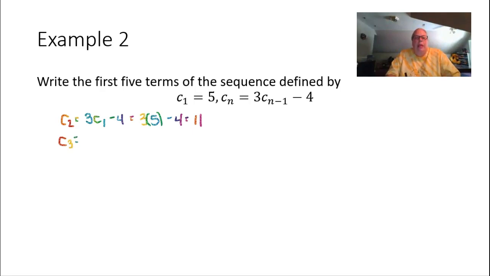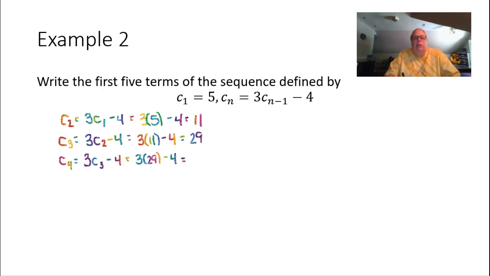C sub 3 can be defined as 3 times c sub 2 minus 4. That means we'll have 3 times 11 minus 4, and that will give me 29. C sub 4 can be defined as 3 times c sub 3 minus 4. That gives us 3 times 29 minus 4, and that will give us 83.